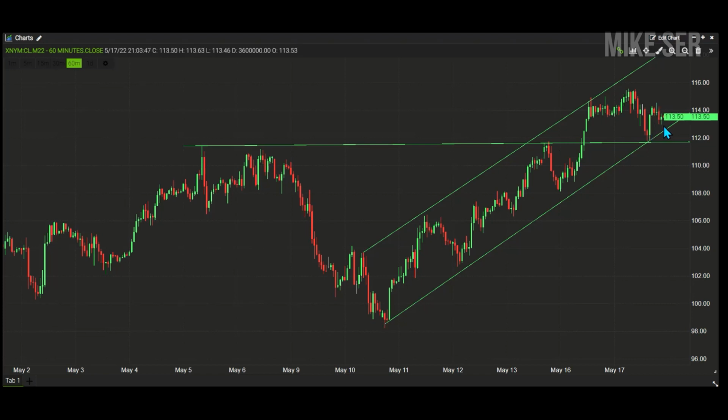So if there's any negative catalyst that could cause oil prices to go down, maybe perhaps hopefully the end of the Russia-Ukraine war, or perhaps there is a more increased supply of oil, what we're looking for initially is for this trend line that I drew right here to break. That would be a first warning sign. And then if oil prices can really break below 112, that would signal that this uptrend is over and potentially the start of a new downtrend for oil.